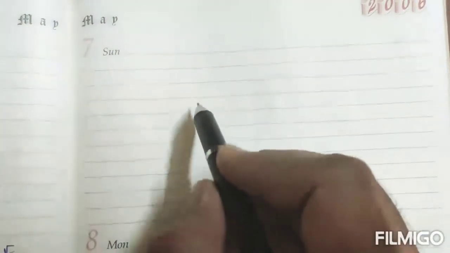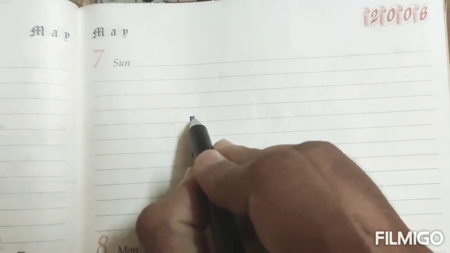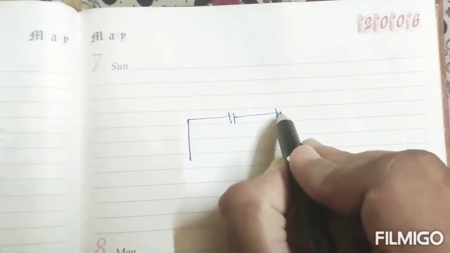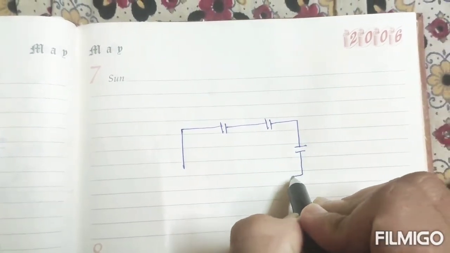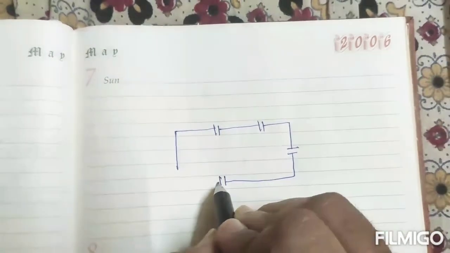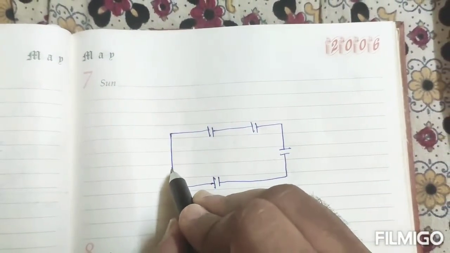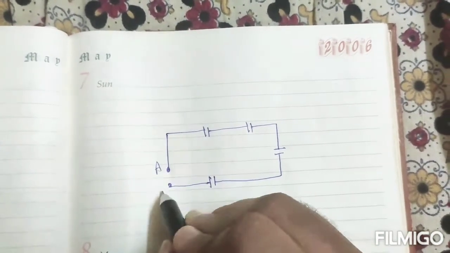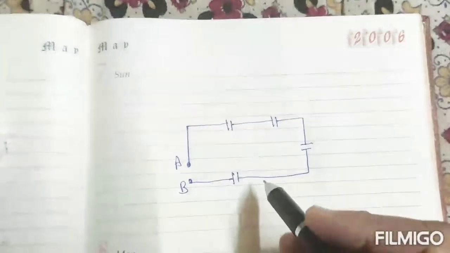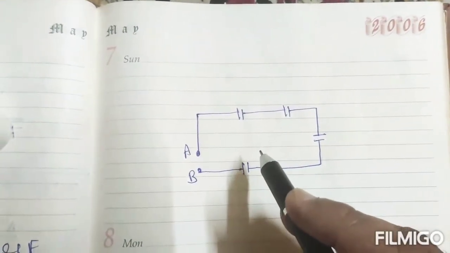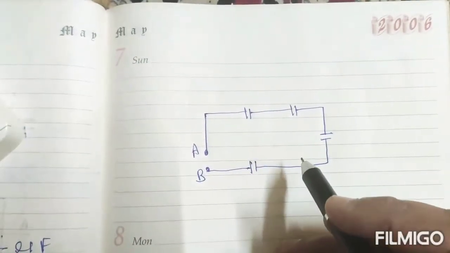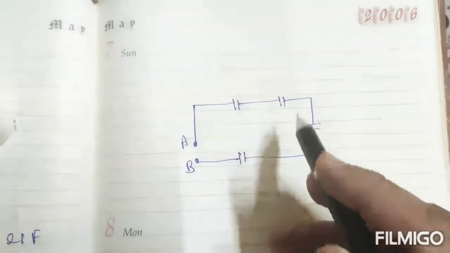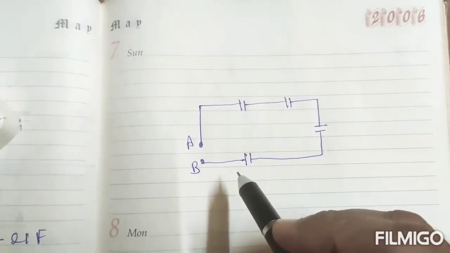Let us solve one simple series parallel numerical. Suppose one diagram is given to you like this: one capacitor here, one capacitor here, one capacitor here, one capacitor here. This is point A, this is point B. Now tell me, is this a series connection or a parallel connection? By looking at the diagram, so many students will get confused.